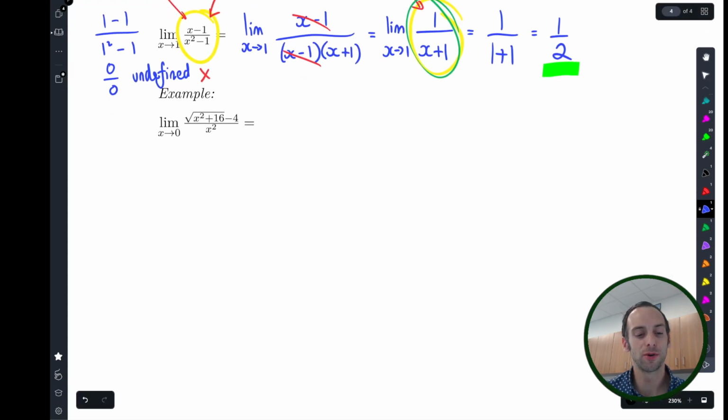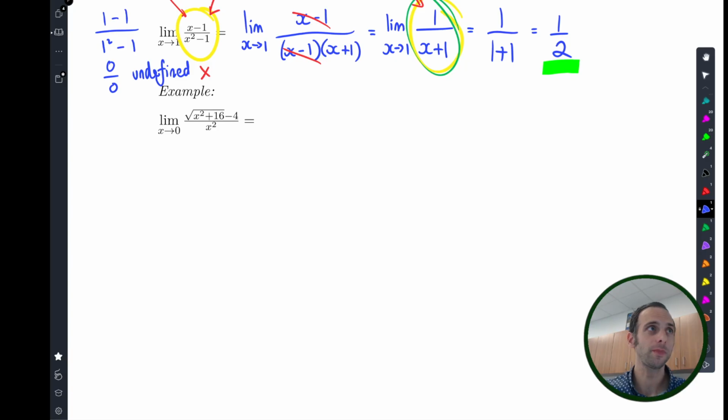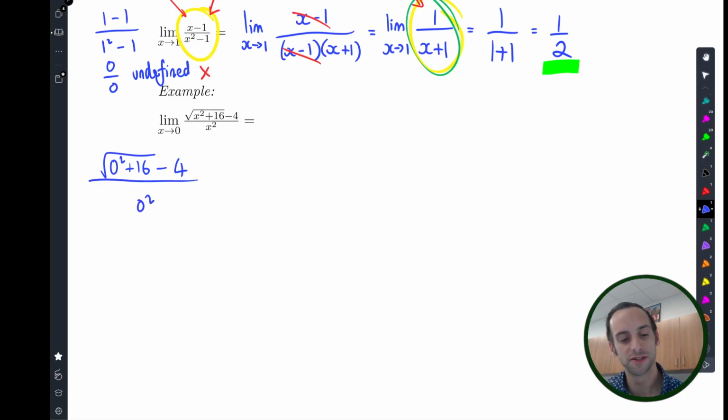We'll do one slightly more complicated example here. We got limit as x approaches 0 of this algebraic mess. It's not really a rational function or a polynomial. It's kind of a mix of a radical, a quadratic on top, a quadratic underneath. But we'll still try our direct substitution approach. We'll substitute in 0, 0 squared plus 16 under a square root minus 4 all over 0 squared. Well, that's going to turn into 4 minus 4 over 0, which again is undefined.